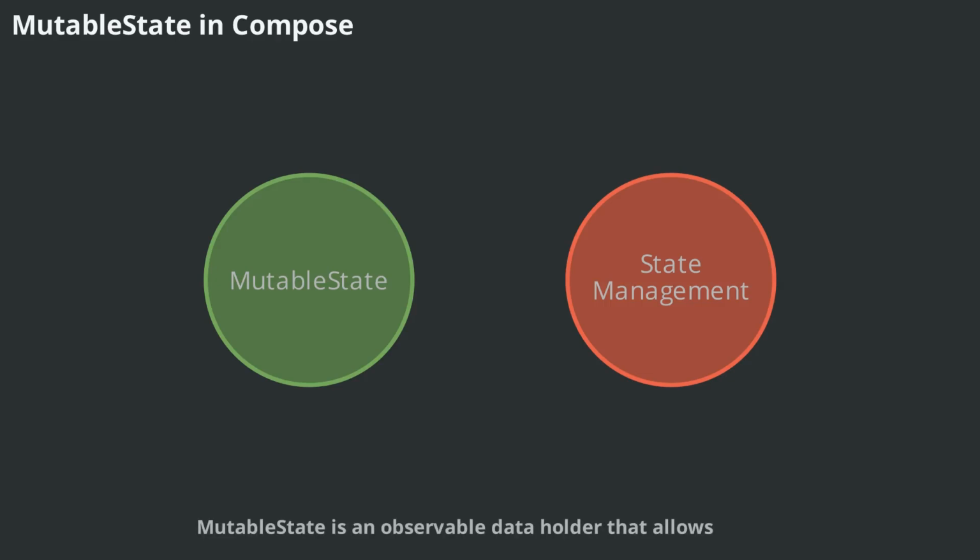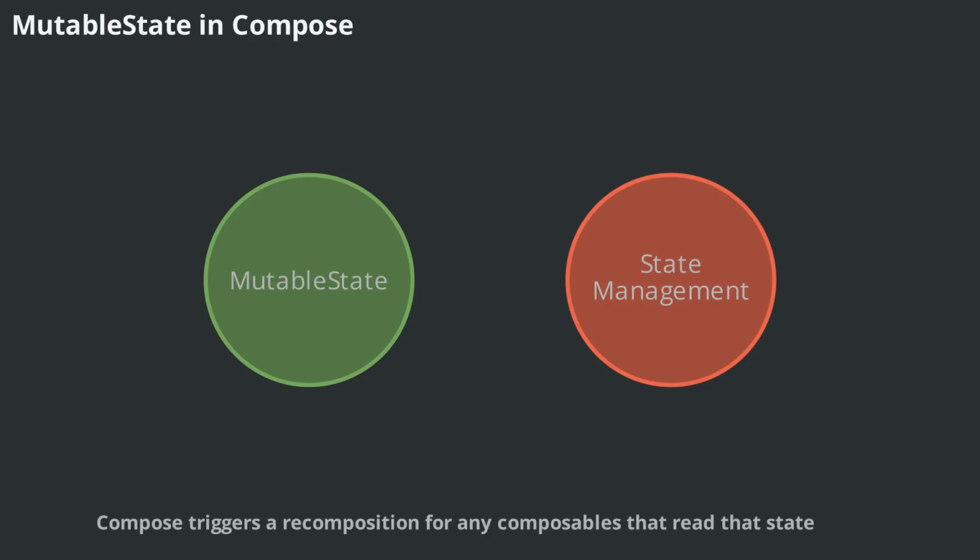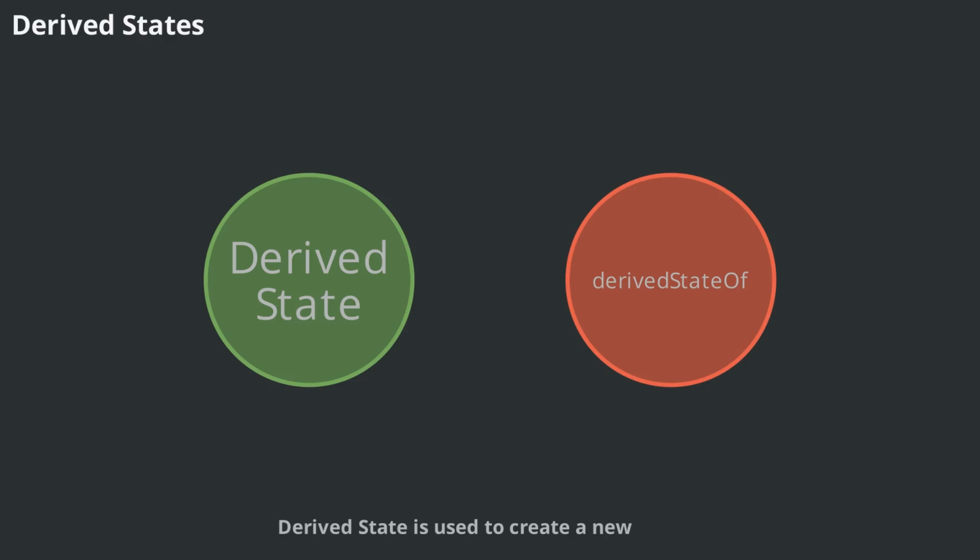Mutable state is an observable data holder that allows composables to react to changes in state automatically. When the value of a mutable state object changes, Compose triggers a recomposition for any composables that read that state, updating the UI to reflect the new data. Mutable state is typically created using mutableStateOf, which holds the initial value and updates whenever it changes. Derived state is used to create a new state based on one or more existing states.